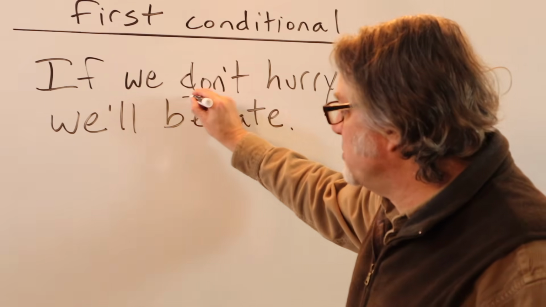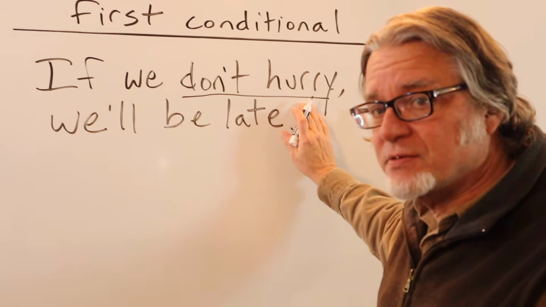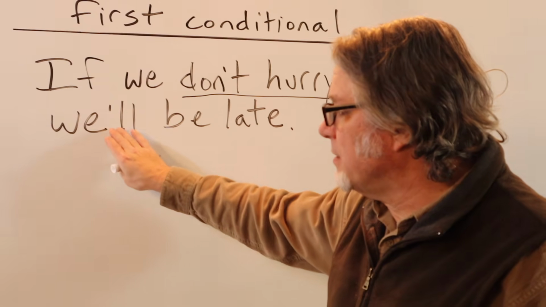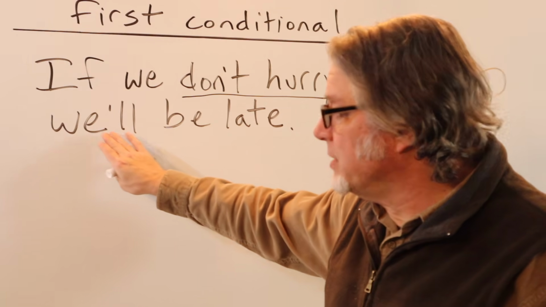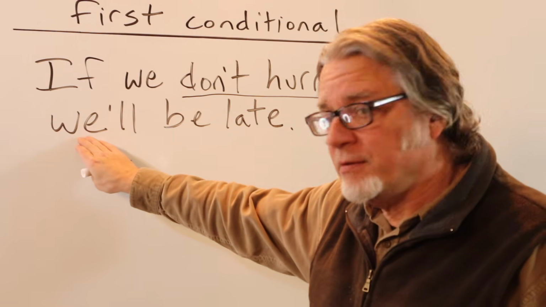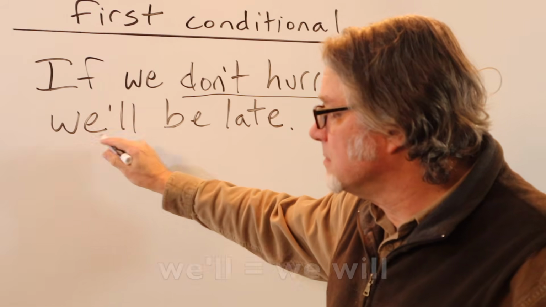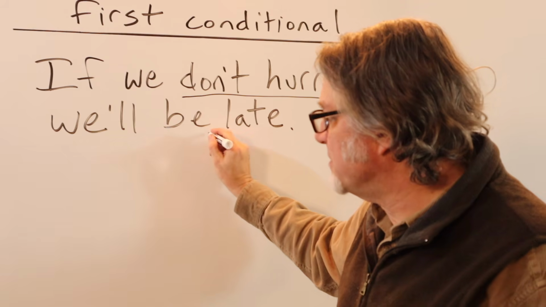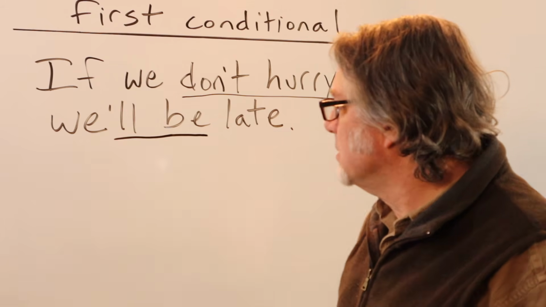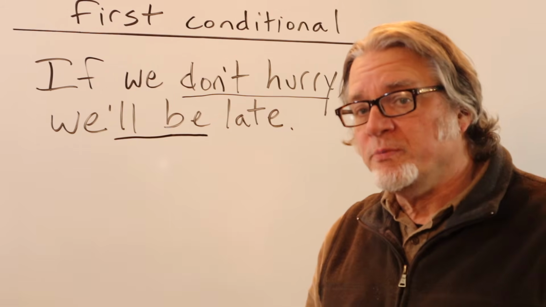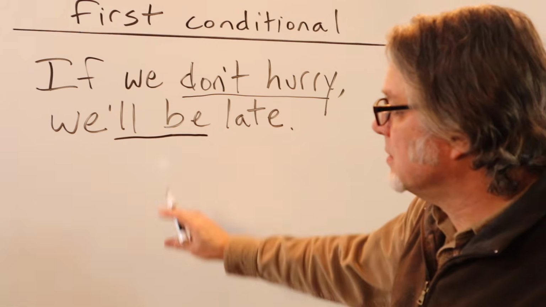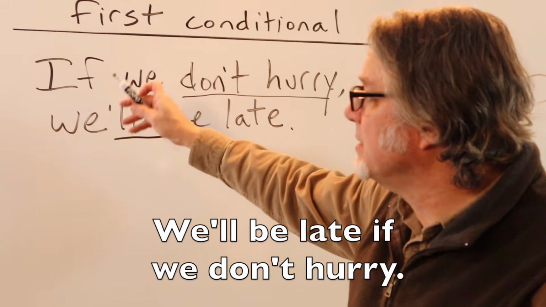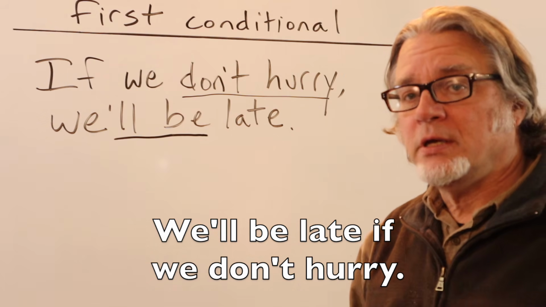Here, the verb is in the present tense, and it's negative. And here, the helping verb is contracted with the subject. Will is we will. And then here's the main verb, be. If we don't hurry, we'll be late. Or begin the sentence with, we'll be late if we don't hurry.